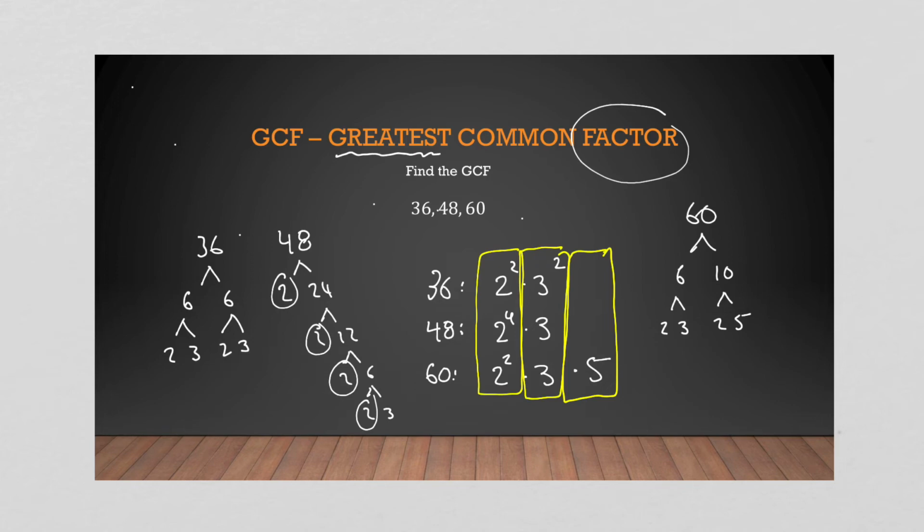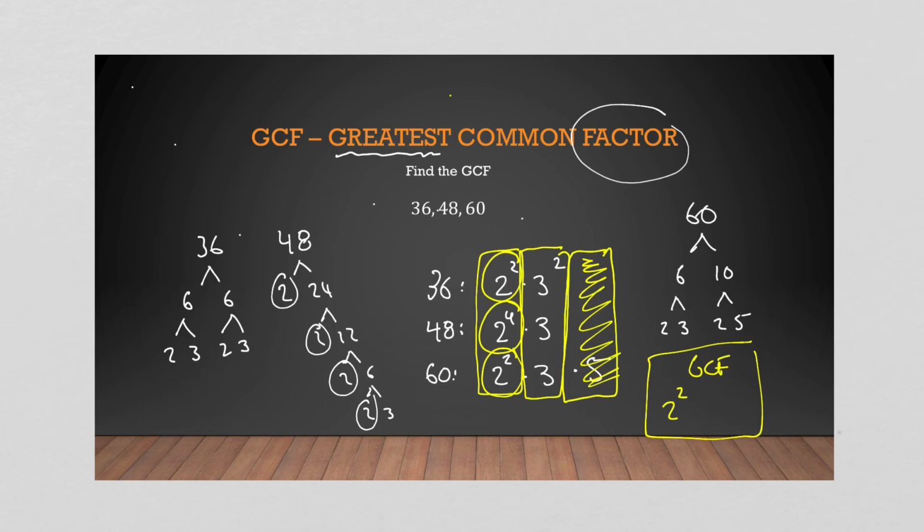So we already know that the 5 has no bearing here because it's not common in 36 and 48. 2 and 3 both are, but the question is how many of each? So in this case, it's not the largest number, it's the smallest amount of times you see it, because for 36 I have a 2 squared, for 60 I have a 2 squared, but for 48 I have a 2 to the 4. So really the only thing that's common is 2 squared. So for my greatest common factor, I know that they all have 2 squared in common.